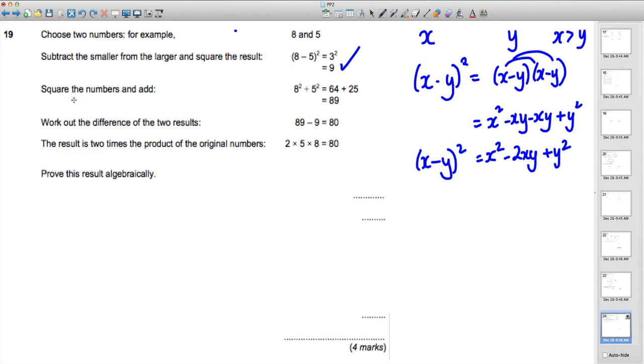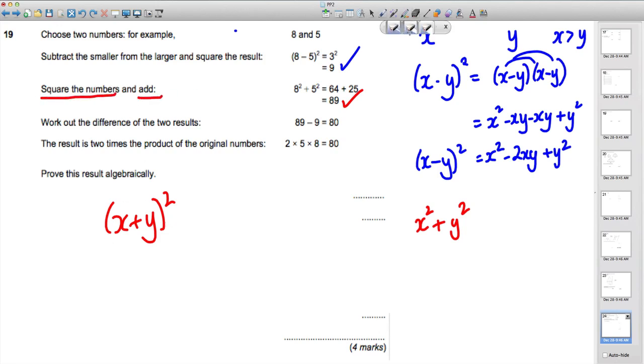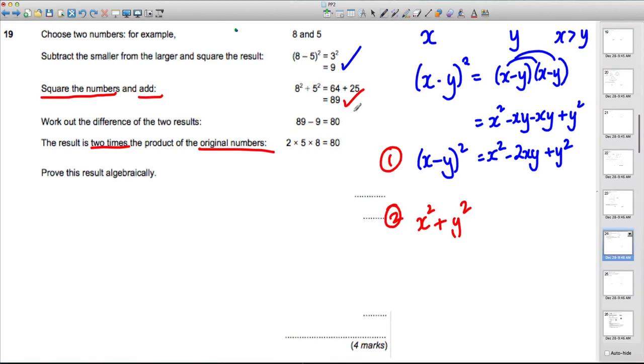Then square the numbers and add them. So the first thing, you square the numbers and add them. If you did that for this line here, let's go for a different coloured pen. For this one here, you would square the numbers, x squared, y squared, and you would add them. It is not saying to do x plus y squared. That would be to add them and square them. It's saying to square them, then add them. Okay? Okay, so now we've done that step.